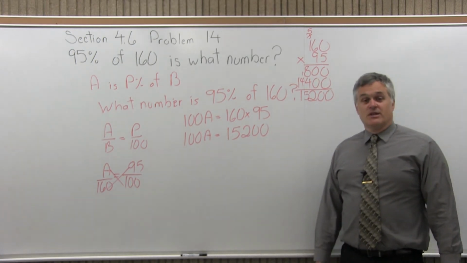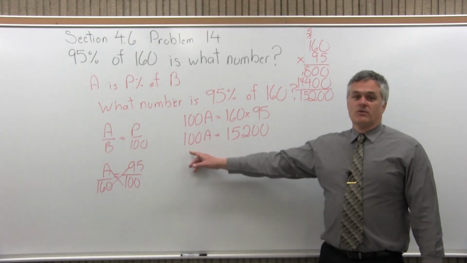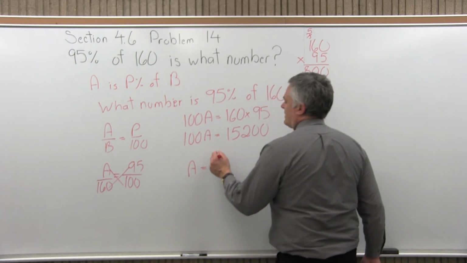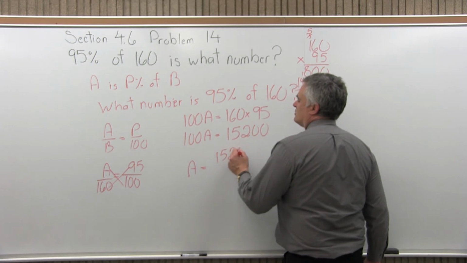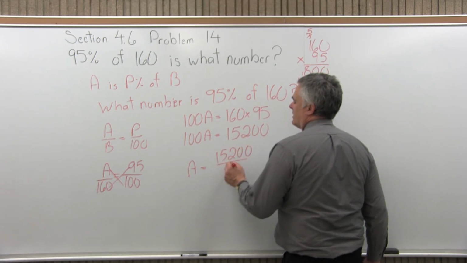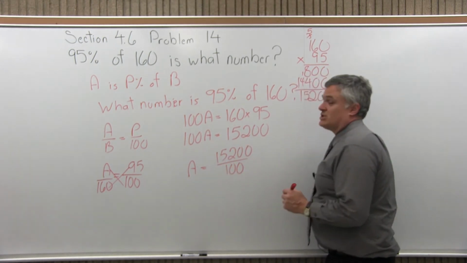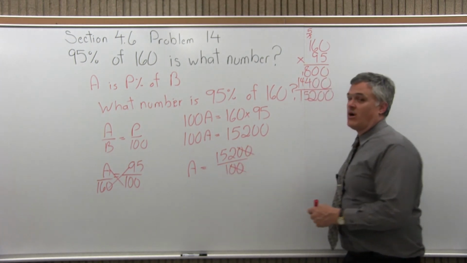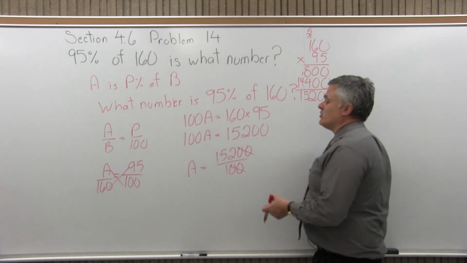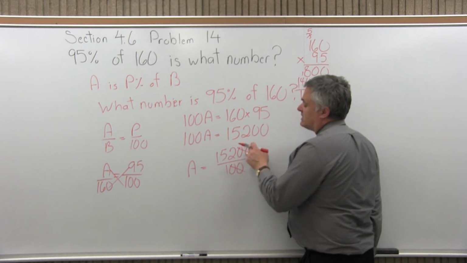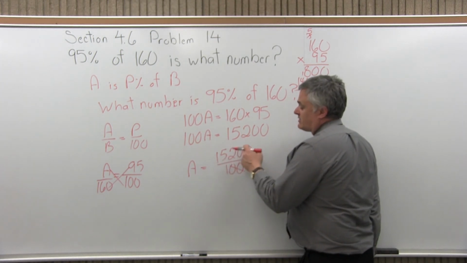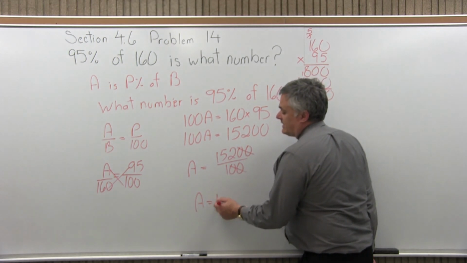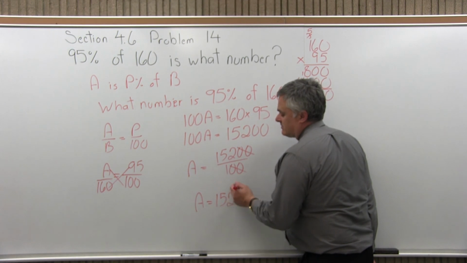So we're not done yet. We want what A equals, not 100A equals. So we have to divide out the 100. So A is 15,200 over 100. Now the thing is, the division is very easy. The 2 zeros at the end really just cancel off. And technically what I'm doing, I'm reducing by 100. The 2 zeros, 100 divides into 15,200 evenly, and it divides into 100 evenly. So I have A is 152.